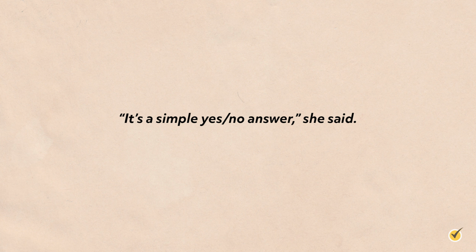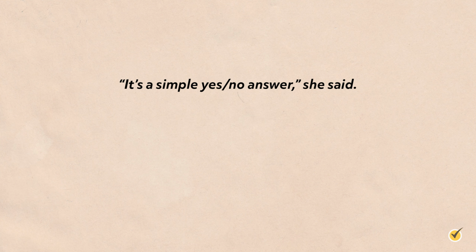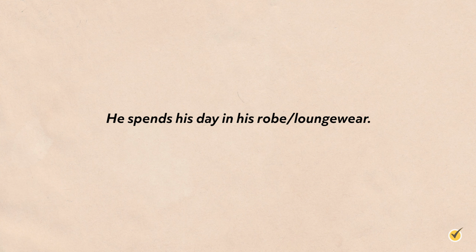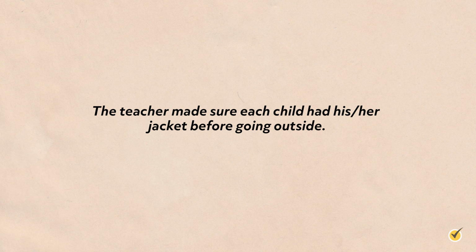A forward slash can also be used to list the similar or different relationships between two or more things. "It's a simple yes/no answer," she said. Yes and no are conflicting responses, and the slash between them shows that. Here's another one: He spends his day in his robe/loungewear. In this example, robe and loungewear are both similar things that describe what the man is wearing, so we put a slash between them. In a similar way, we also use slashes when more than one gender is being addressed. For instance, the teacher made sure each child had his/her jacket before going outside.